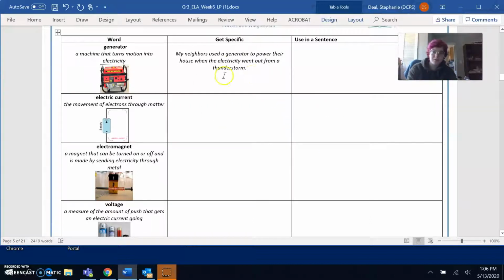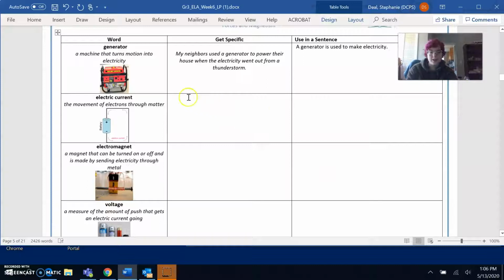My neighbors used generators so they could have power and lights and cook and use the kitchen during a storm when all the power went out. So now we can use the word generator in a sentence. I'm going to write, a generator is used to make electricity.